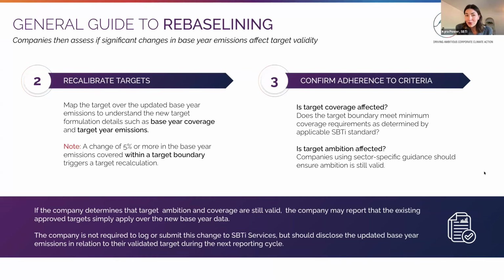So importantly, in the case that the company determines that the target is still valid with the updated base year emissions, then no further action is required in terms of the SBTi. So they do not need to go forth for a formal revalidation. We just require that companies disclose the updated base year in their next reporting cycle.